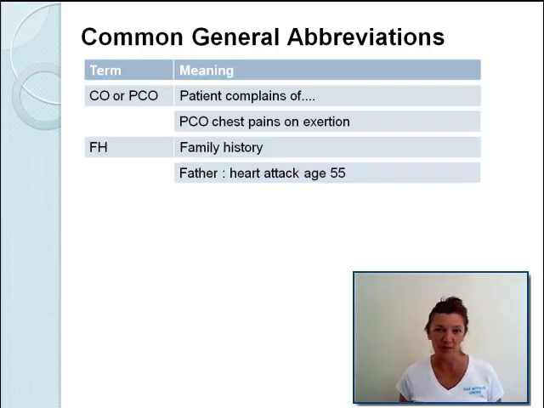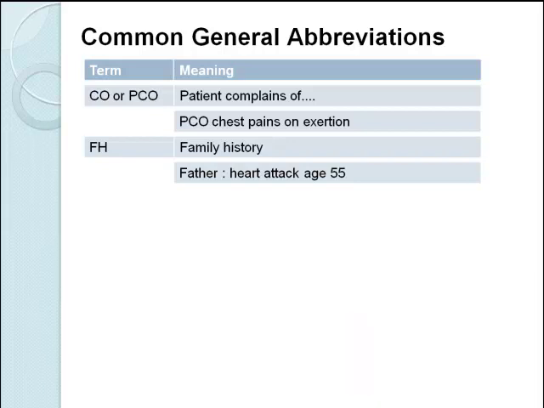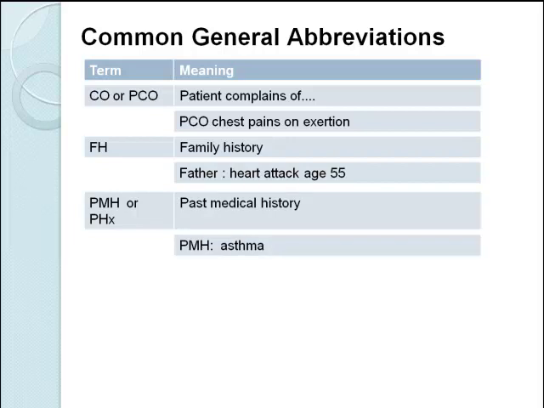If the doctor is unfamiliar with you, he may ask about your family history. So for example, in my family, my father had a heart attack when he was around 55 years old. Then he will want to look at your past medical history. So perhaps as a child you may have had asthma, so PMH, asthma.